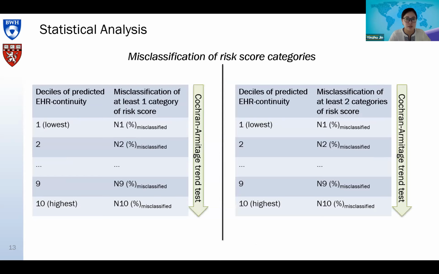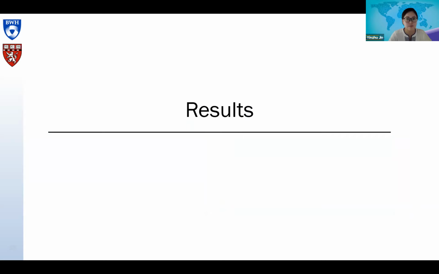In addition to the mean risk score, we also calculated the number of patients who were misclassified by more than 1 or more than 2 categories of risk score using EHR data only compared to using EHR plus claims. For example, if a patient's CHA2DS2-VASc score was 5 using EHR plus claims versus 3 using EHR data only, then this was defined as having misclassification of 2 categories of CHA2DS2-VASc risk score. Again, all the misclassification was assessed within each EHR continuity decile, then a trend test was conducted.